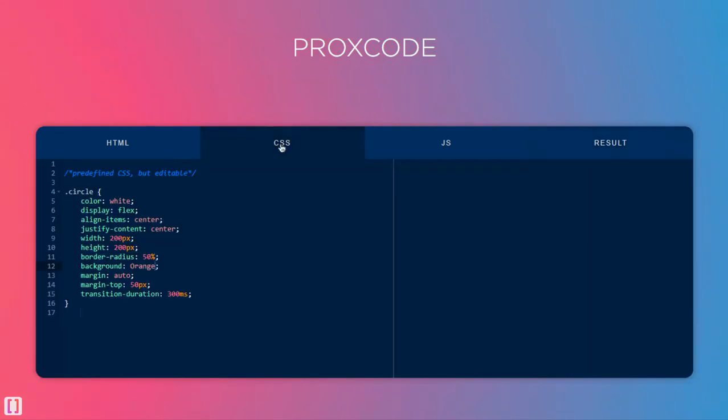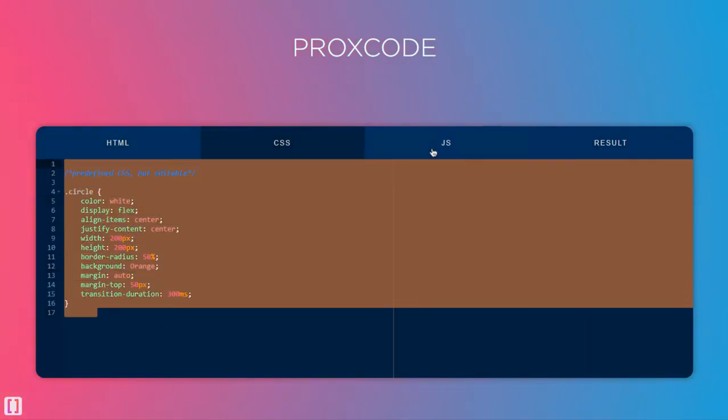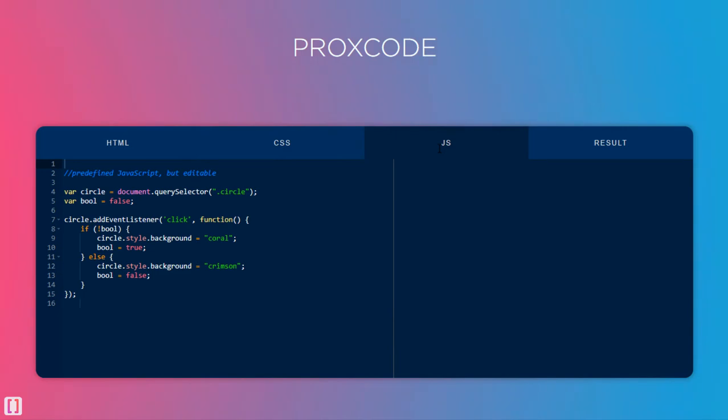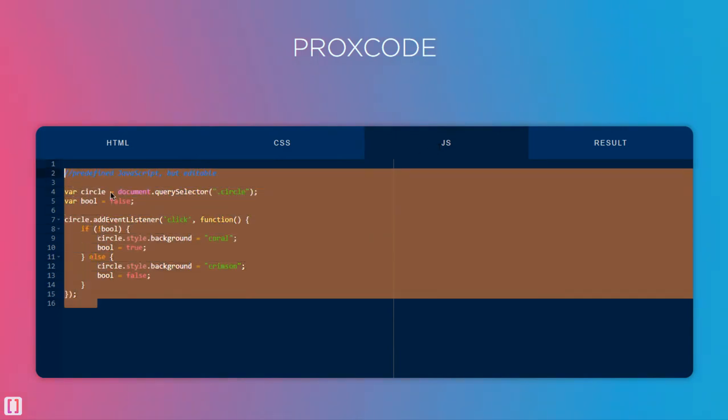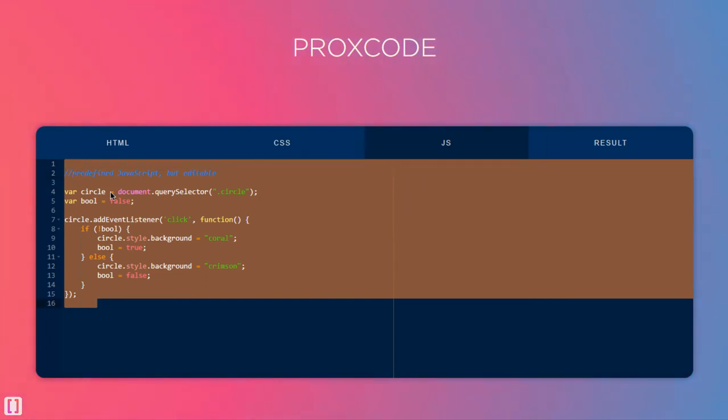So we have this thing here, and you can see here we have the JavaScript basically. Now this is the function which is predefined. So control or command A on your keyboard to select all and delete everything. Now this plays the same role.